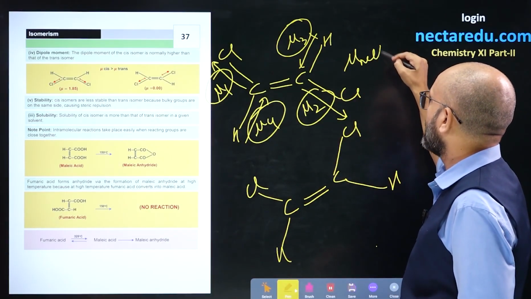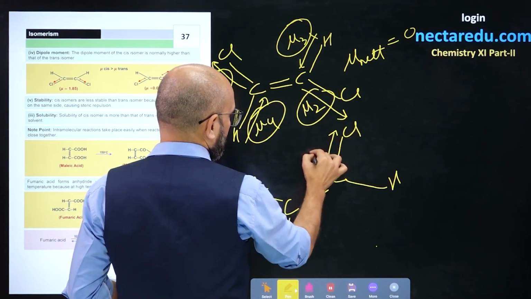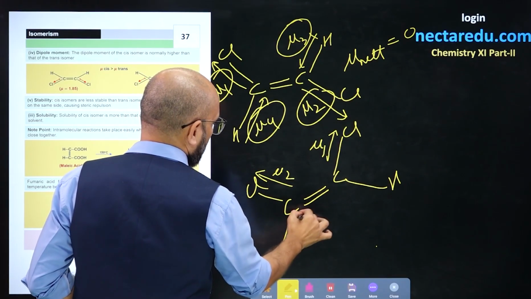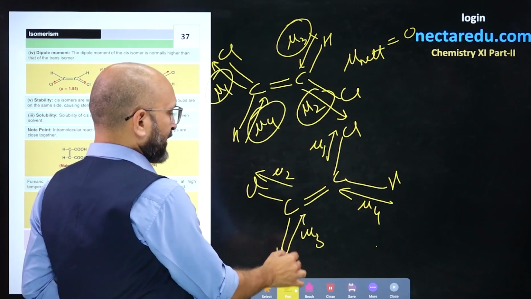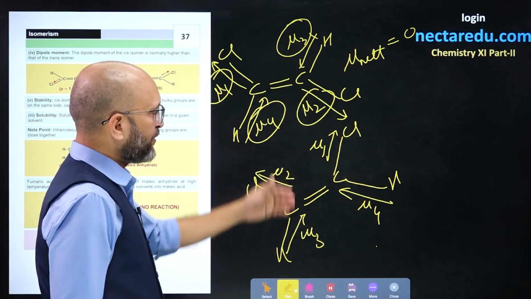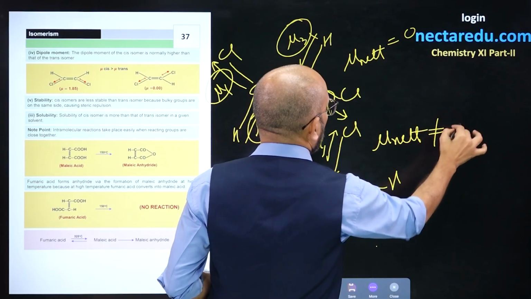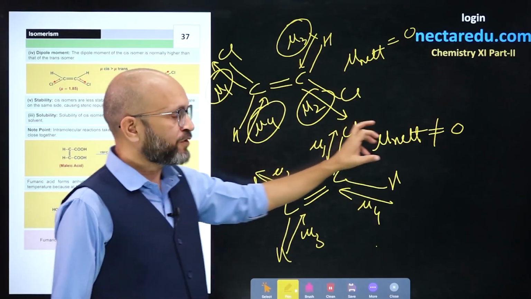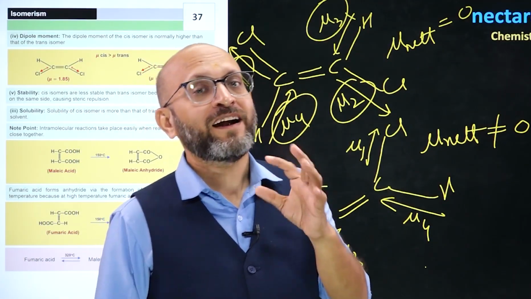So I can say mu net for trans equals 0, whereas if I draw vectors here, for this bond mu1 and this bond mu2, and for this bond mu3 and this bond mu4, you can see the vectors are getting added up. Mu3 and mu4 will add up, similarly mu2 and mu1 will add up. So mu net is not equal to 0 for cis. So in trans mu net is 0, in cis mu net is not 0. So dipole moment is more for cis and less for trans.